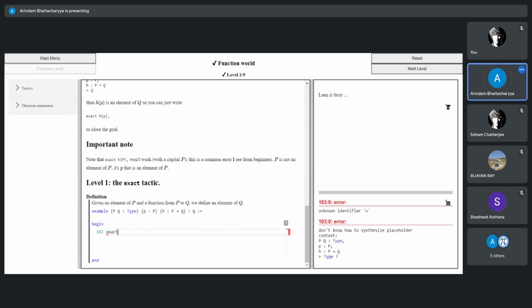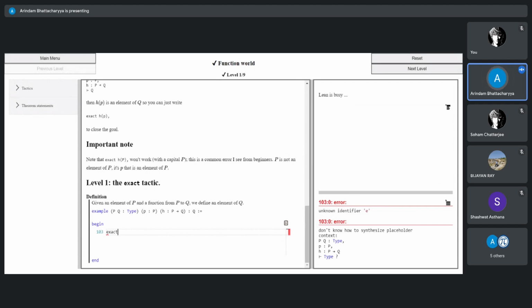Alright, so can someone tell me what we have to prove? I mean, it says MyNat, but what does that mean? Anyone? A function that goes from MyNat, natural numbers, to natural numbers. Yeah, exactly.